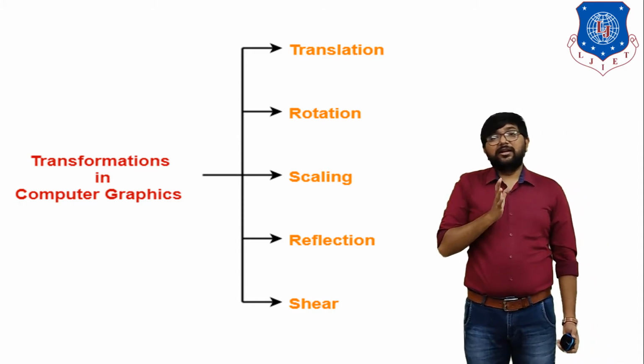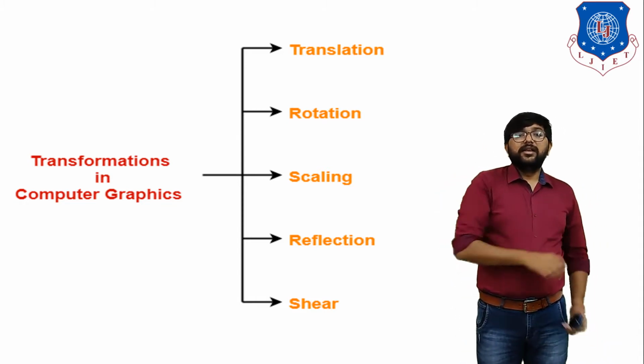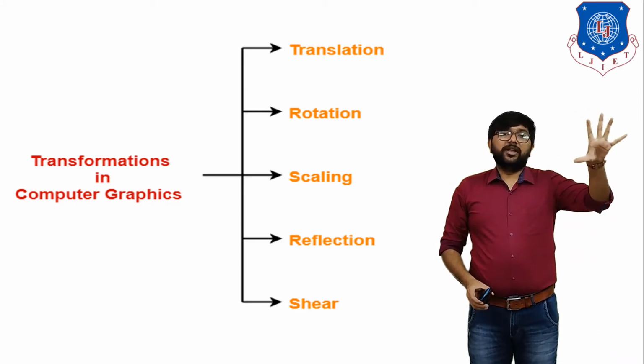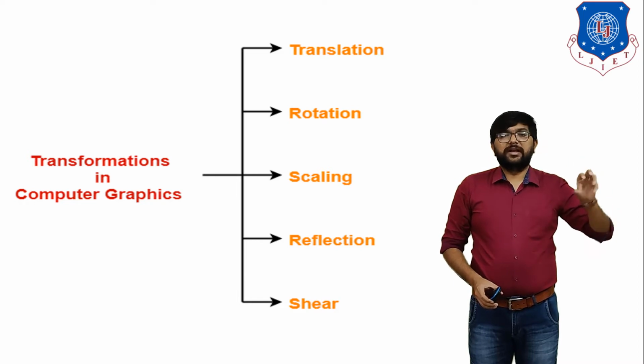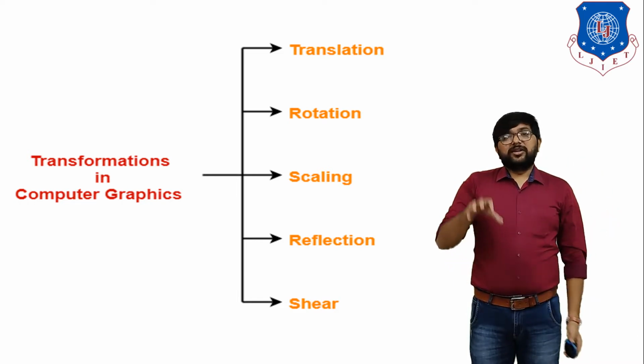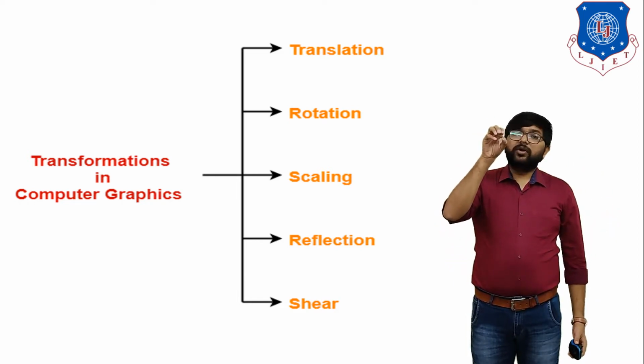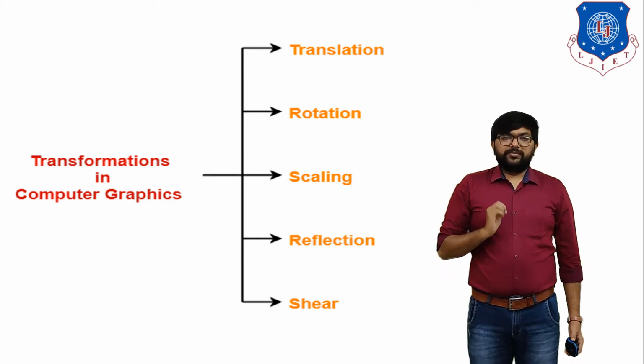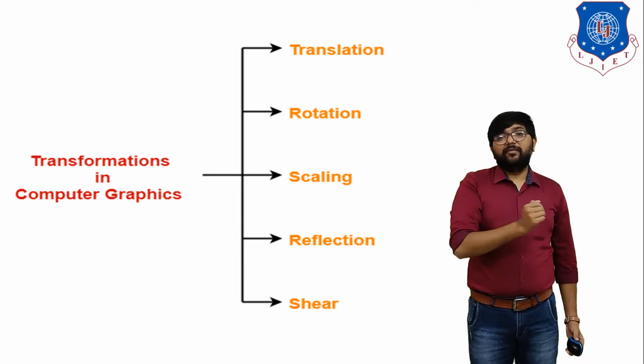Next one is scaling. You already learned scaling in your engineering graphics. If you want to enlarge your object or reduce its size, it is called scaling. Suppose you have one triangle. If you want to increase or reduce the size of this triangle, this is called scaling geometric transformation.